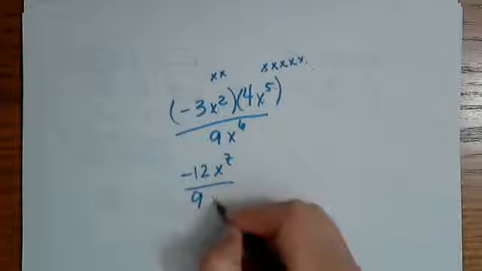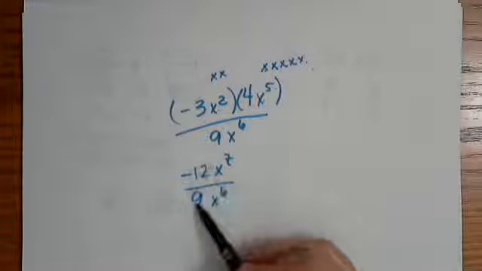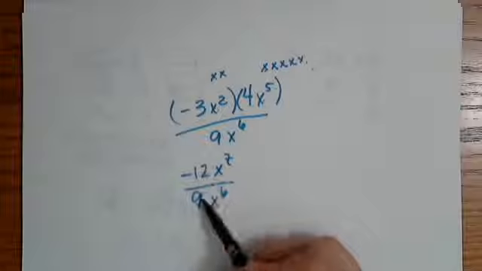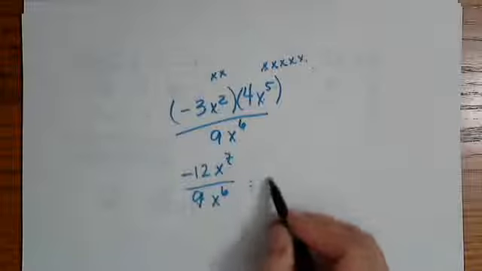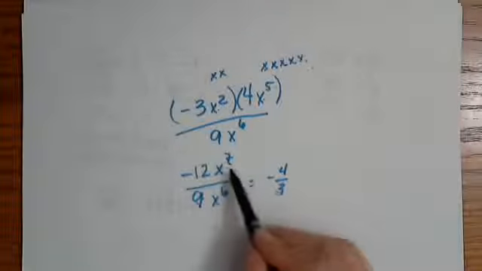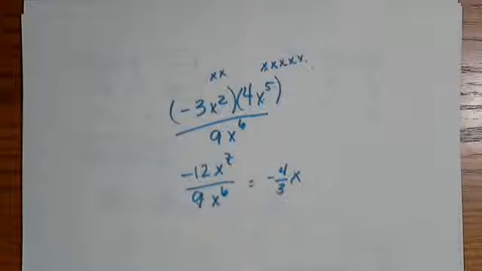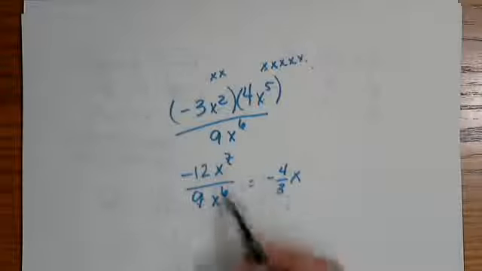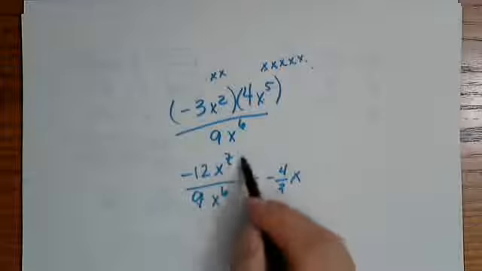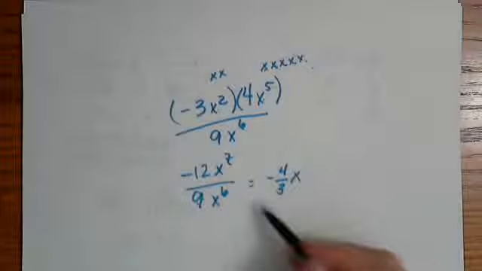Divided by 9 times x to the 6th. Well, 12/9 is just a fraction, and if I simplify that, I should get negative 4/3 because 3 goes into both of those, right? And x to the 7th divided by x to the 6th is going to be just an x. You could think about it as x to the negative 6 up here, and then when you add the exponents, you get just x to the 1. So this is what we get.